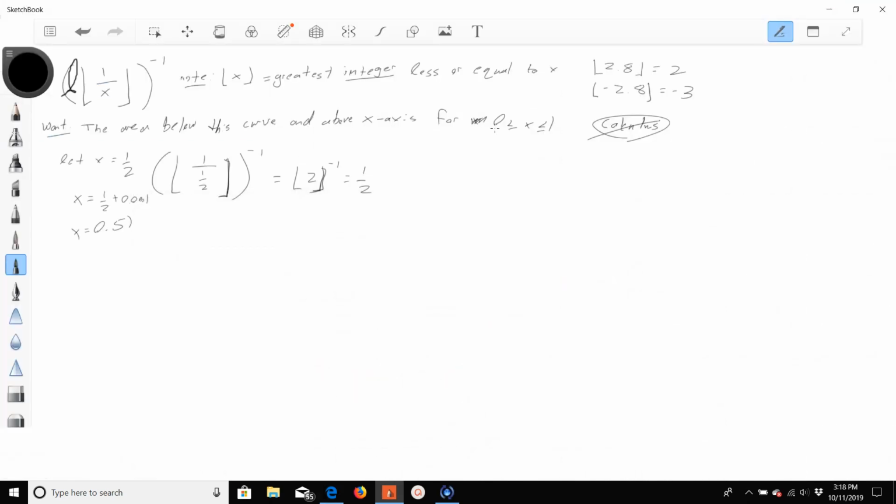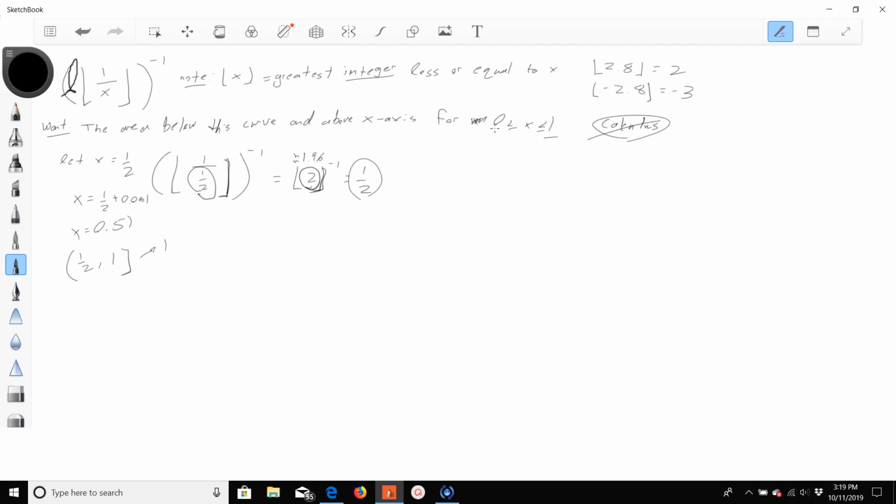So we plug in 0.51. We're going to be dividing by a slightly bigger number, which means we're going to get a slightly smaller number, just a little bit less than 2. It turns out to be approximately 1.96. When you take the floor of 1.96, you get 1, and 1 raised to the negative 1 is still 1. If we plug in any number between 1/2, exclusive of 1/2, because we get a half when we plug in a half, but inclusive to 1, because that's where our interval ends, when we evaluate that function, we get 1.